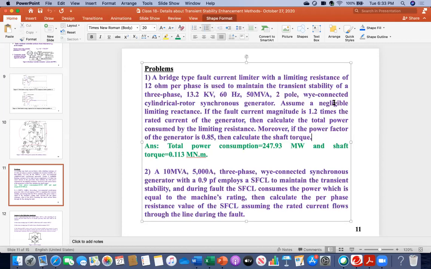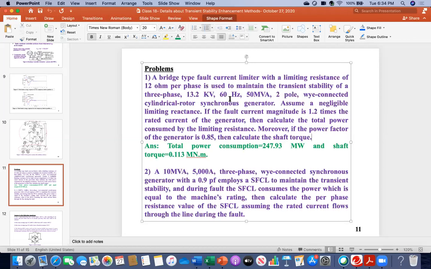Dr. Ali, for the second part, do we need to calculate the P value by using the power factor? Oh, of course. For the shaft torque, shaft torque is power over omega, right? Yes. So of course you need that active power. Before, I used the MVA, right? Yeah. Now you have to convert it into active power.